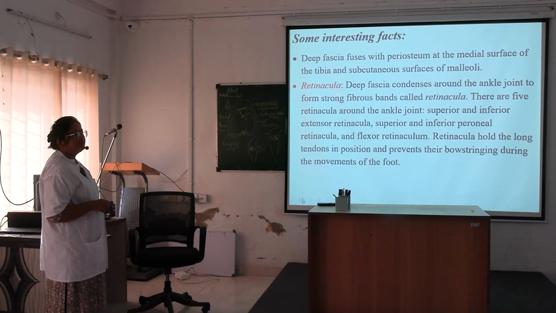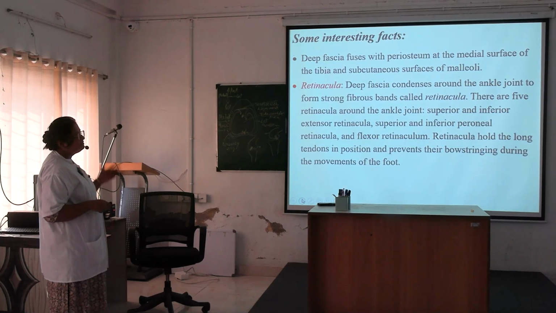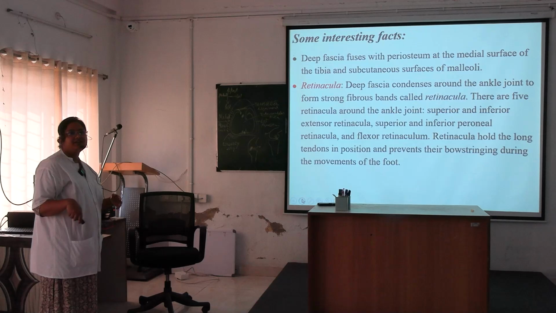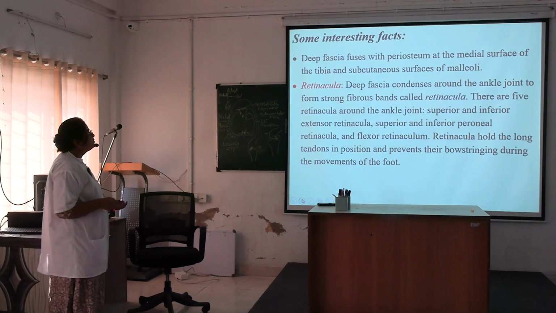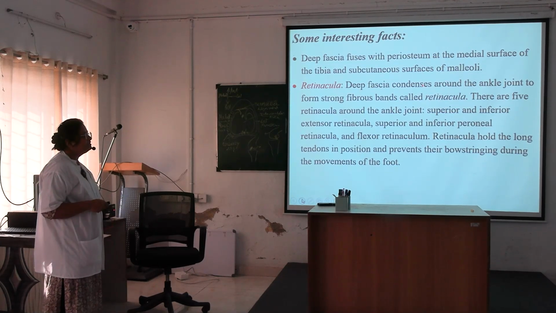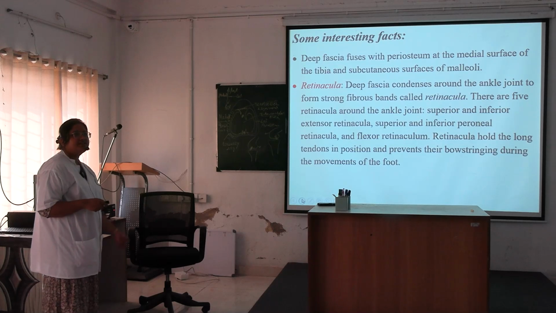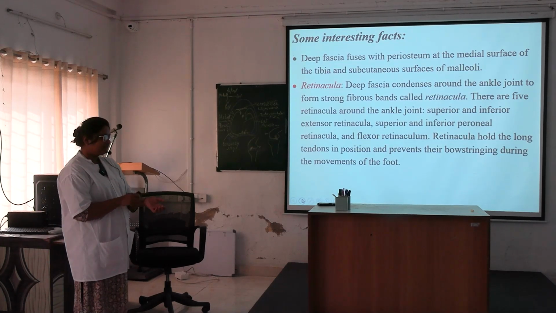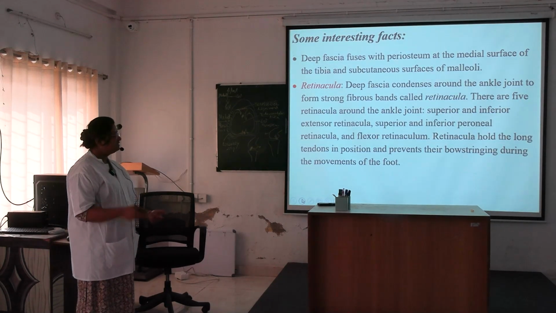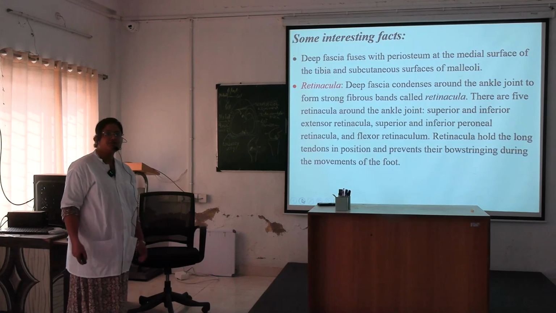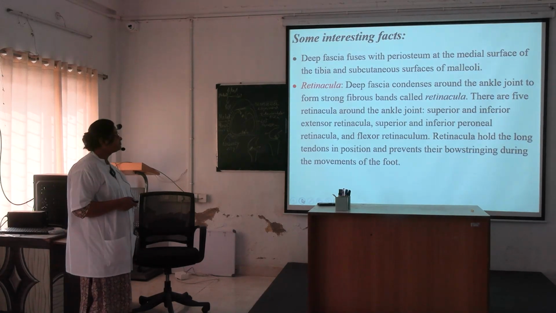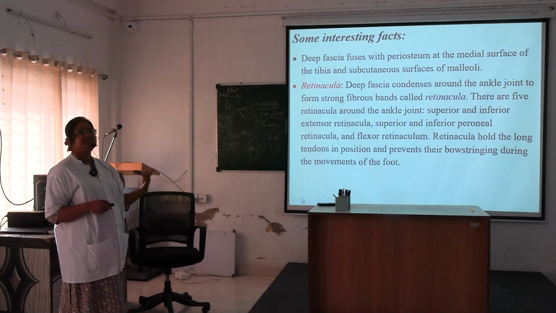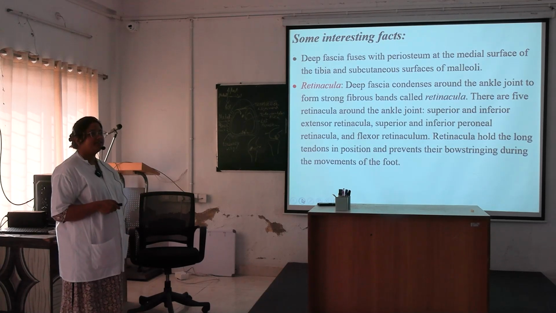What is retinacula? There are 5 retinacula around the ankle. Deep fossa condenses around. You have seen flexor retinacula over the wrist. So like this, near the ankle also we have retinacula. Flexor, extensor and peroneal retinacula are there.